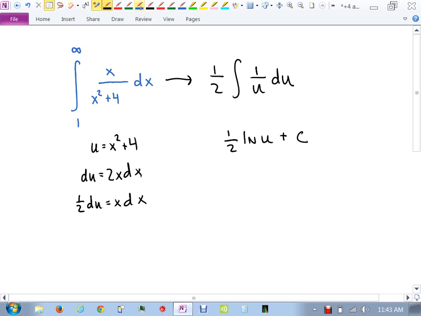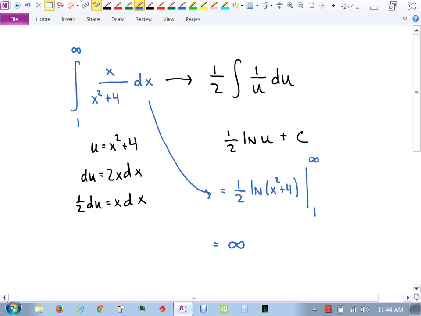However, I have a definite integral. So this becomes 1/2 natural log. What was u? X squared plus 4. And I'm going to evaluate that where? 1 to infinity. So plug infinity in first. Infinity squared plus 4 is infinity. Natural log of infinity is infinity. Half of infinity is infinity. So you're getting infinity. Am I done? Can I say diverges right now?